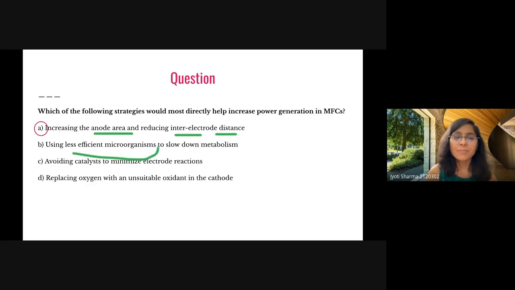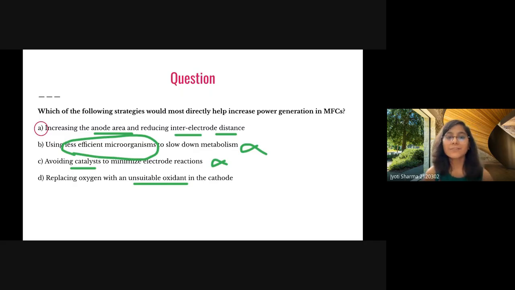Using less efficient microorganism, no, we have to use efficient microorganism to increase the power generation. So this is not the right answer. Avoiding catalyst to minimize electrode reaction, no, we need more electrode reactions to generate the electricity, so we have to have this catalyst. So this is not the right answer either. And replacing oxygen with unsuitable oxidant, the word unsuitable itself is giving you the wrong vibes, right? So that's how A is the right answer.